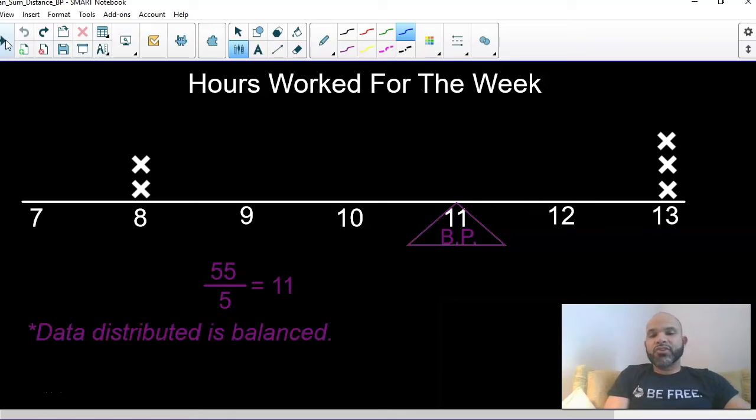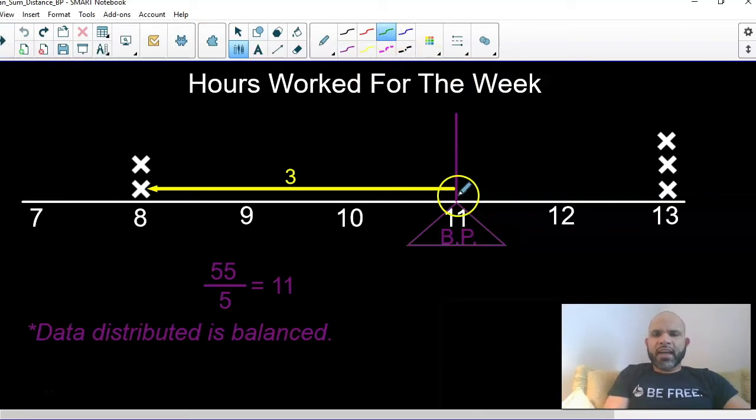And then you checked your data by looking at all the numbers to the left that are less than the balance point and all the numbers to the right that are greater than the balance point, right? So here we have 1 point that's 3 units away from our balance point. And if you're not sure where that came from, it's 1, 2, 3 units away, okay? And the same thing goes for the next point. It's also 3 units away. So that takes care of all the points that are less than the balance point.